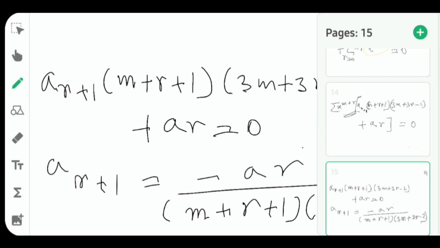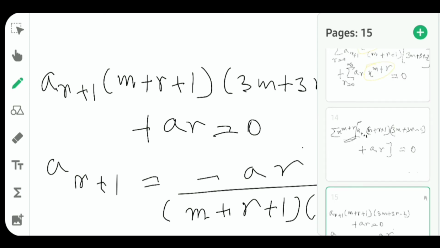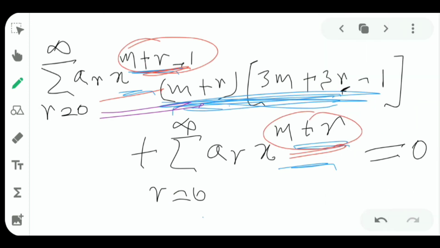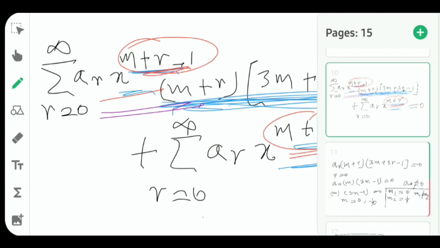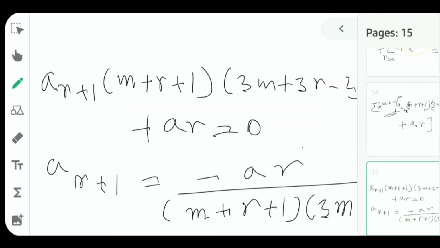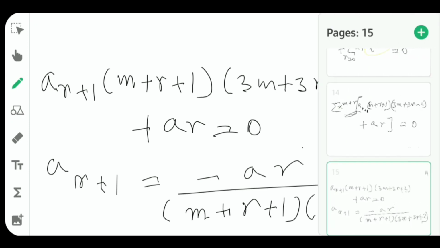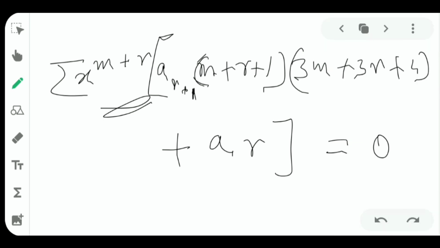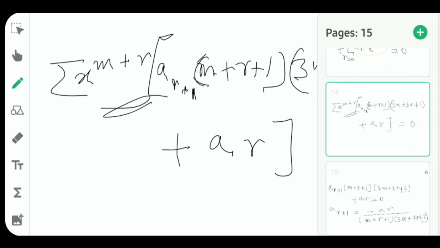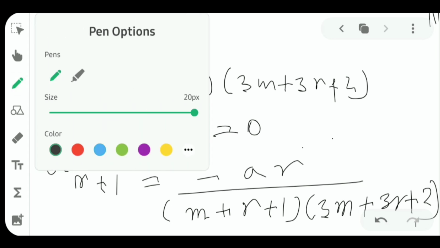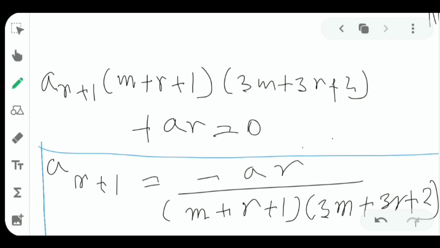Now see, the problem is that I made a calculation mistake here. If I put 3(r plus 1), it will be 3r plus 3 minus 1, which equals plus 2, isn't it? I put minus 2 here, it should be plus 2. Now it's okay. This is our recurrence solution, which I get from this Frobenius method.